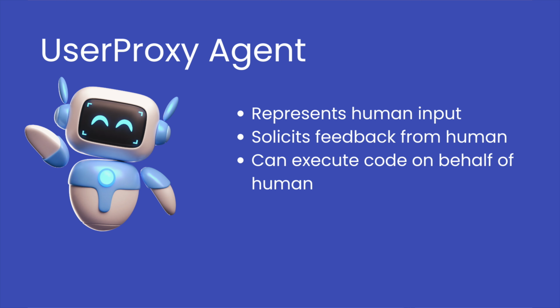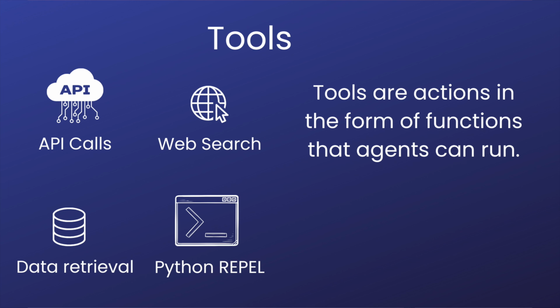Now, the user proxy agent, on the other hand, is responsible for representing the human itself. So it gets information from the human, it relays it to other agents. It also is able to execute code on behalf of the human as well. So these are the two primary agents that you'd have in an Autogen framework that are working together to solve problems.